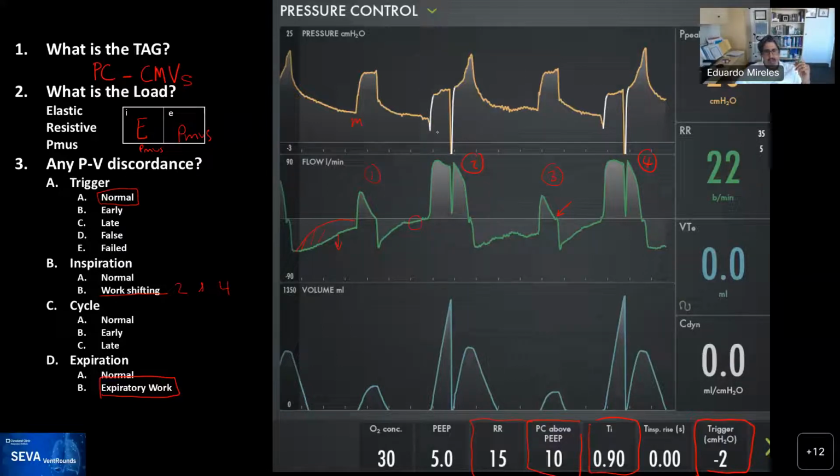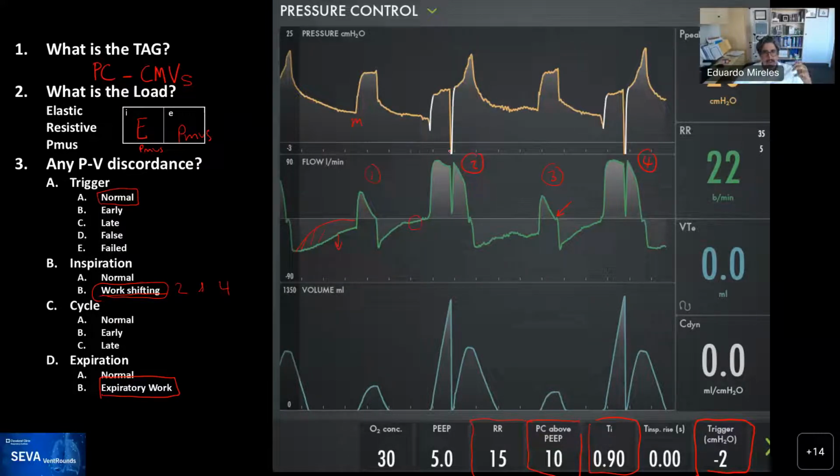So I would say even though the pressure doesn't drop below baseline, there is evidence of work shifting in this mode. Whenever you're in pressure control, work shifting usually manifests by larger tidal volumes than what you want, rather than a drop below the baseline, although it can happen if you set the inspiratory pressure too low. And then there's the cycle, which what you will see in this breath is that there is an inspiratory effort. The effort continues longer than the I time, and so the machine cycles the breath. That's this drop in pressure that you see here.